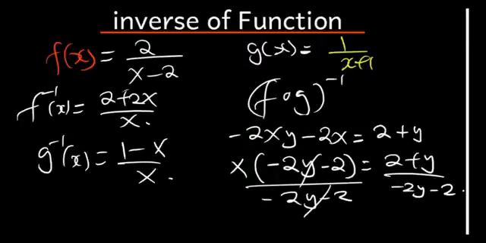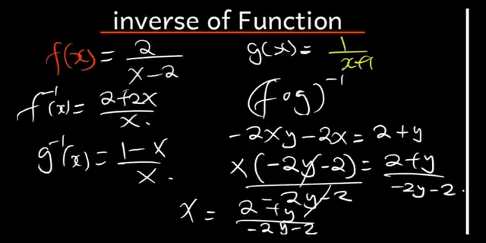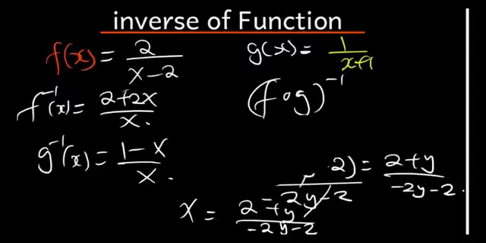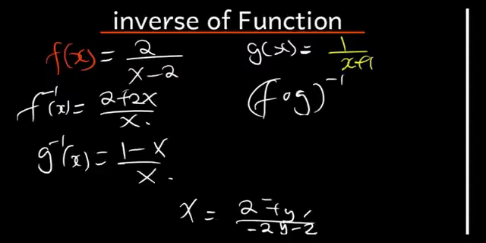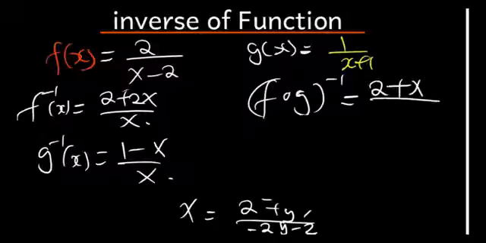I'll have my x equal to 2 minus 2 plus y, divided by negative 2y minus 2. Now from here, this is my inverse. Where there is y, we're going to replace it with x, as we know. So this is now equal to, where there is y, I'm going to replace it with x. So it's going to be 2 plus x, everything divided by negative 2x minus 2.